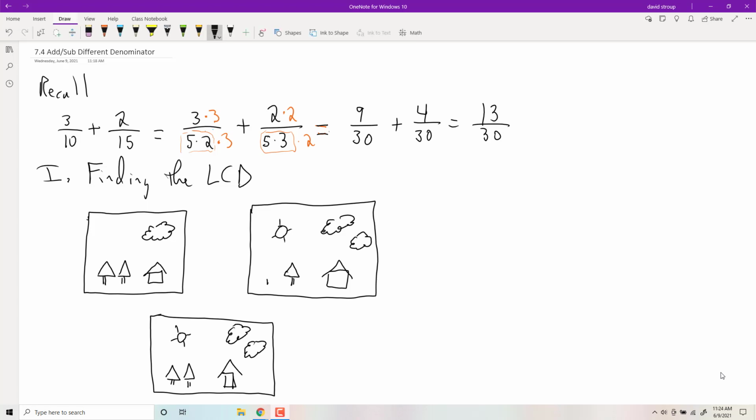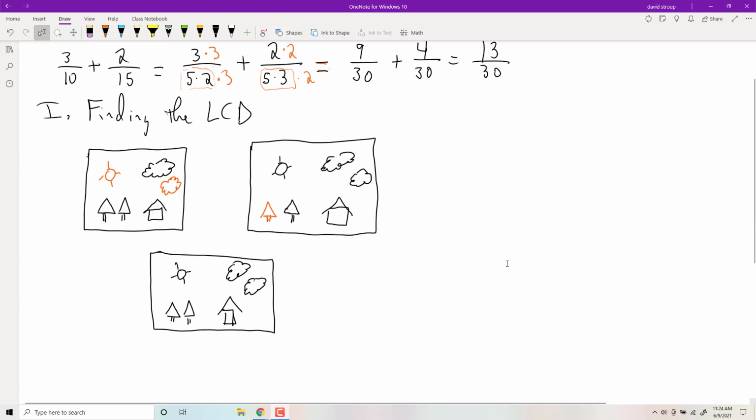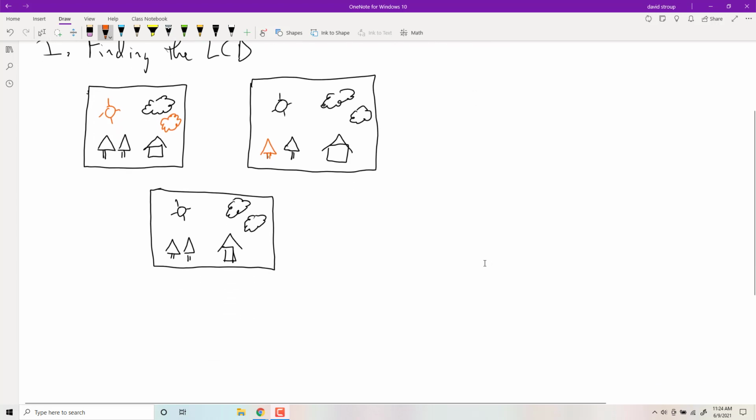It's got all the bits and pieces from both pictures. When you're evening them out, when you're multiplying, like I did in that original example, what you're doing is building that LCD. So on the right you'd have to multiply in a tree. On the left you'd have to multiply in another cloud and a sun. Once you've done that, you've got the LCD. That picture that you created by multiplying in a tree and all that jazz is the LCD. So that's the visual idea for you visual learners out there.